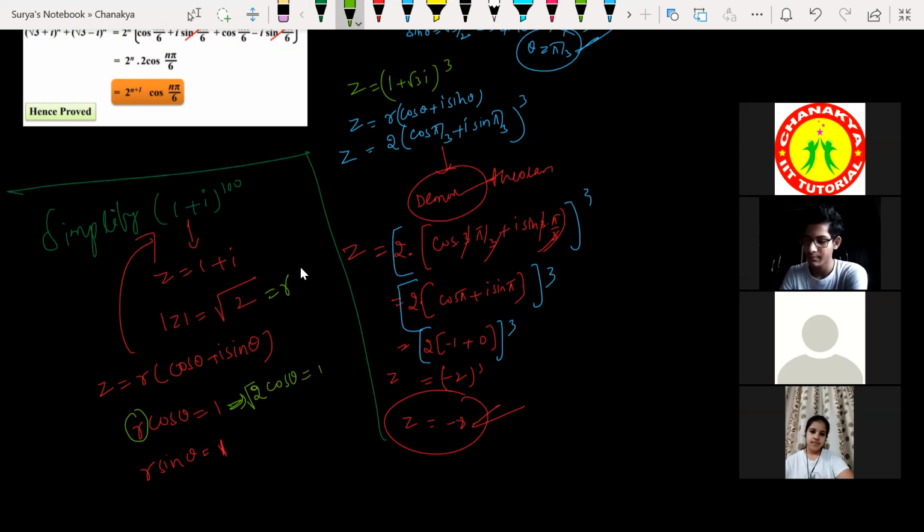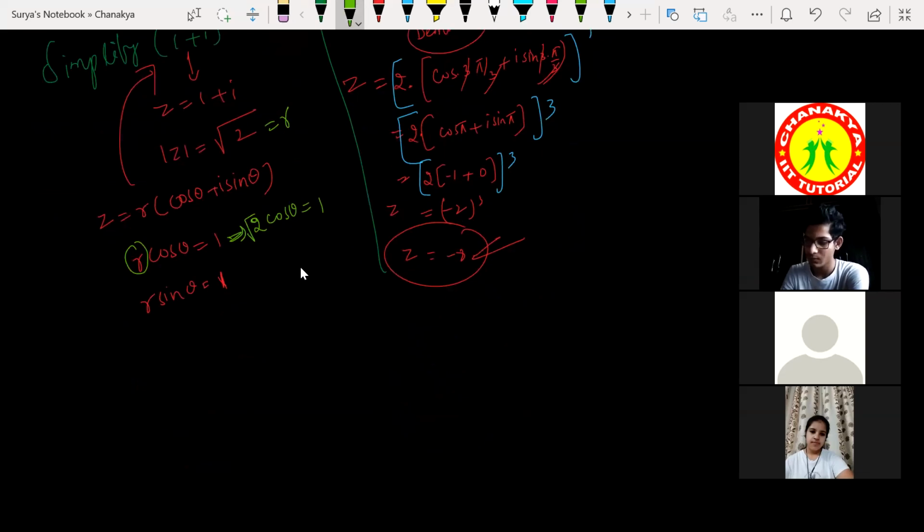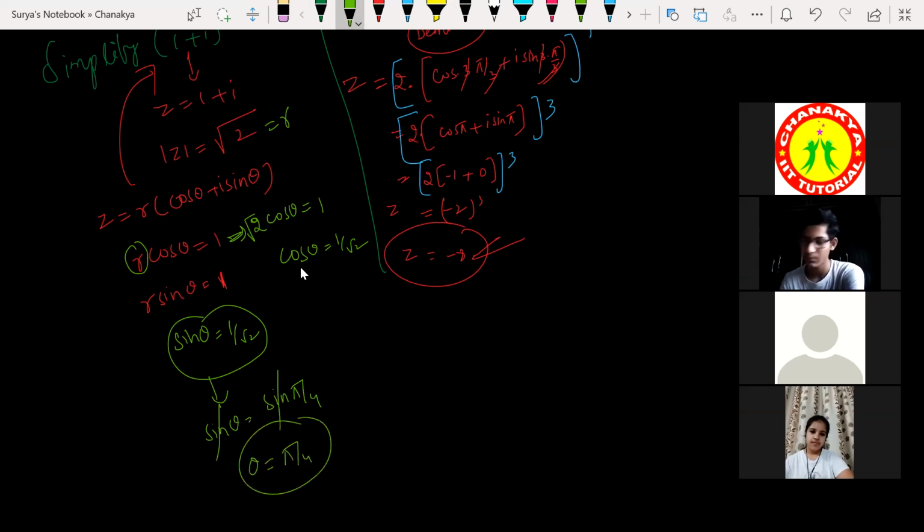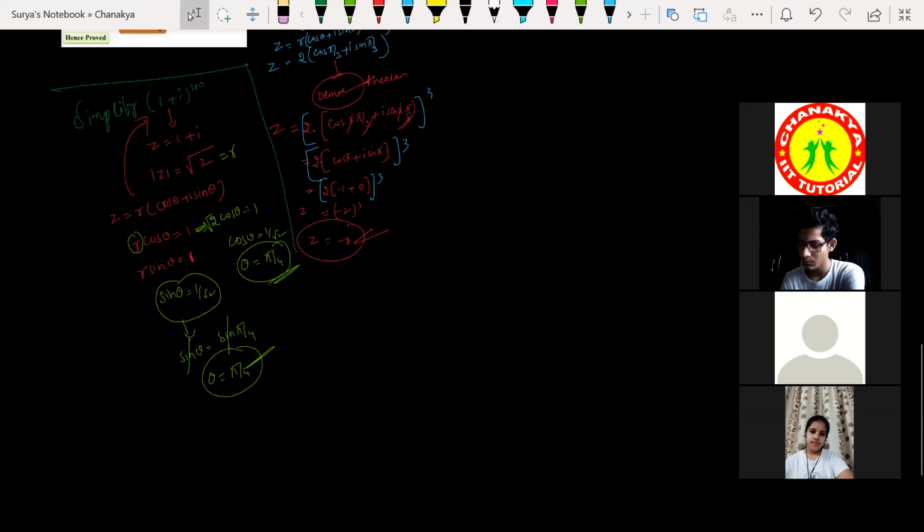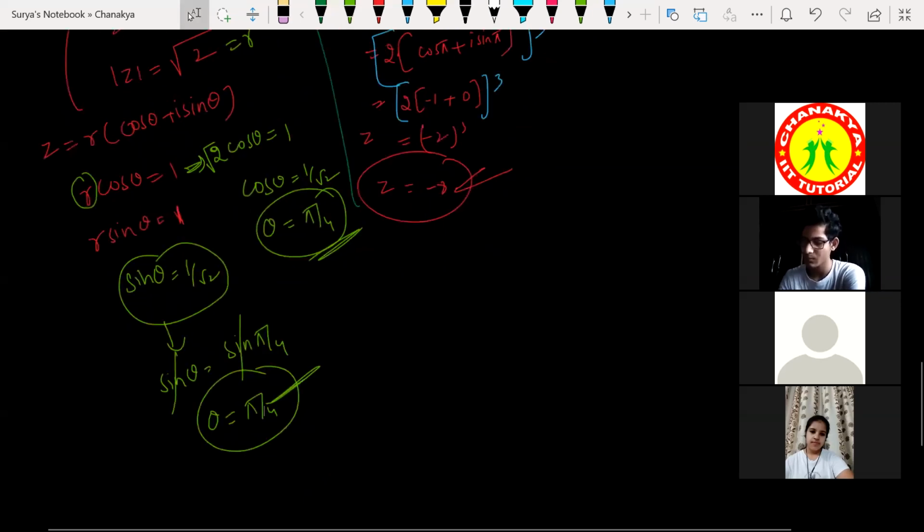Cos theta is equal to 1, so my cos theta is equal to 1 by root 2. So sin theta is equal to what? Also 1 by root 2. Sin theta 1 by root 2 means sin 45, so theta is pi by 4. Everyone must learn tomorrow, cos pi by 4 is also 1 by root 2. Everyone must learn all the trigonometry degrees.